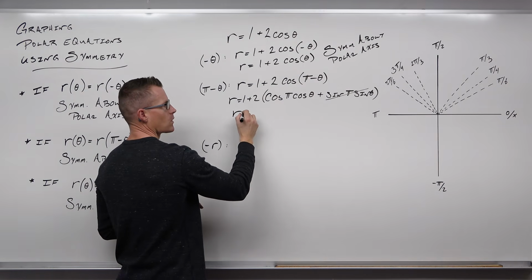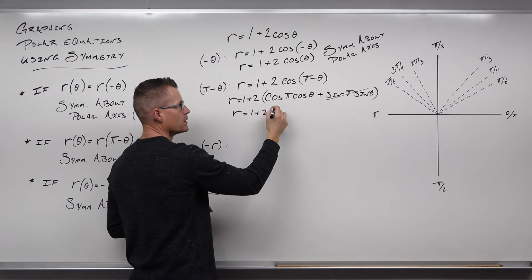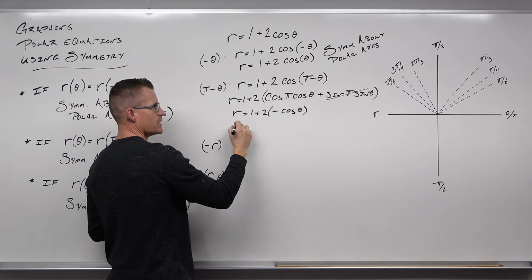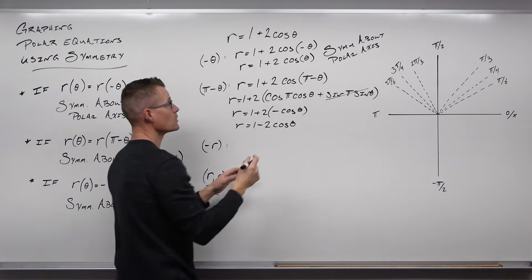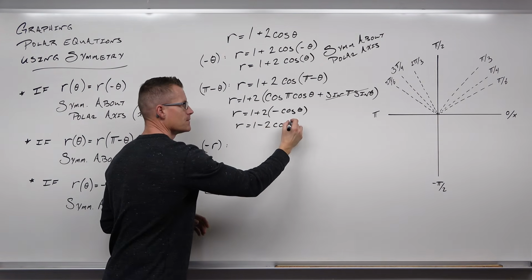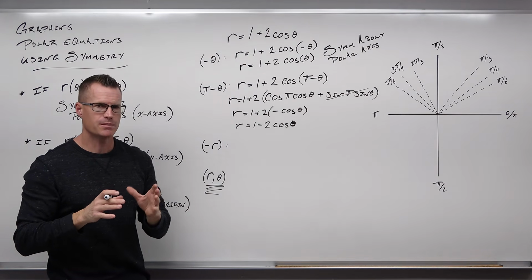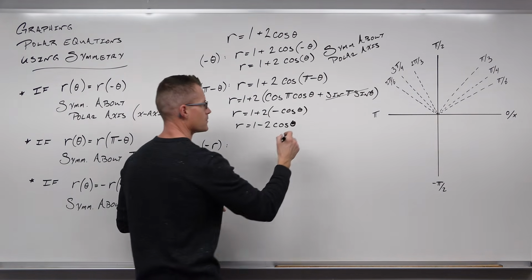We get r equals 1 plus 2. Remember, this is -1, negative cosine theta. If we simplify just a bit, r equals 1 minus 2 cosine theta. While that's close, that is not exactly what we have here. So this is probably not symmetric about that pi over 2 or the y-axis.